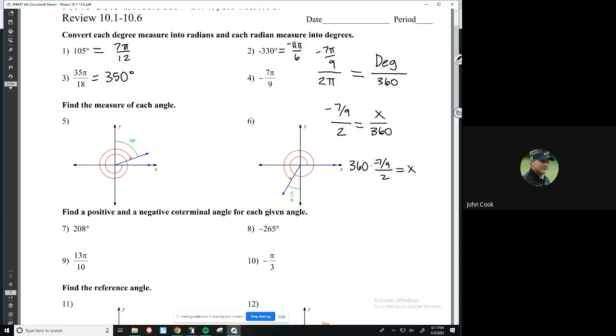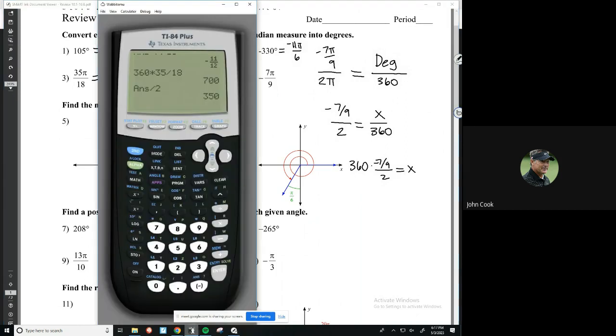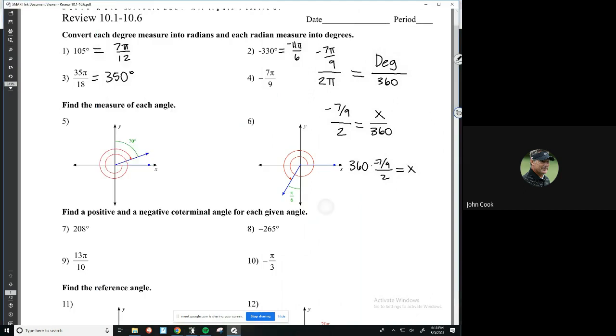And then I'd let my calculator do the rest. So let's see here, 360 times negative 7 over 9, and then divide that by 2. I get negative 140 degrees. So that's what this one's equal to, negative 140 degrees. And don't forget your units. Sometimes we're really strict about units, so just make sure that you got it.